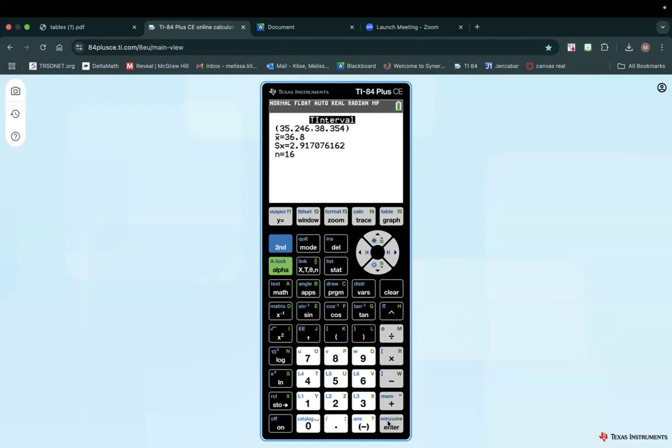And then I'm going to hit enter and see what it gives me. Is this the same numbers that we had? Well, there you go. They're the same numbers that we had. I rounded to 35.25 and 38.35, but those are the same numbers. And it gives me my mean, and it gives me the standard deviation, but it doesn't give me the new standard deviation. It gives me the old standard deviation, even though it uses it in the calculations.